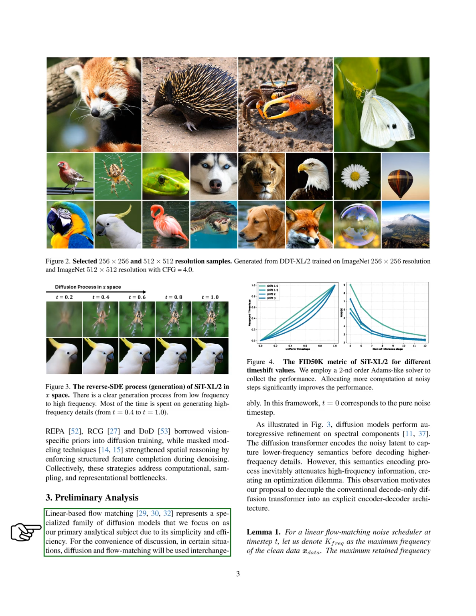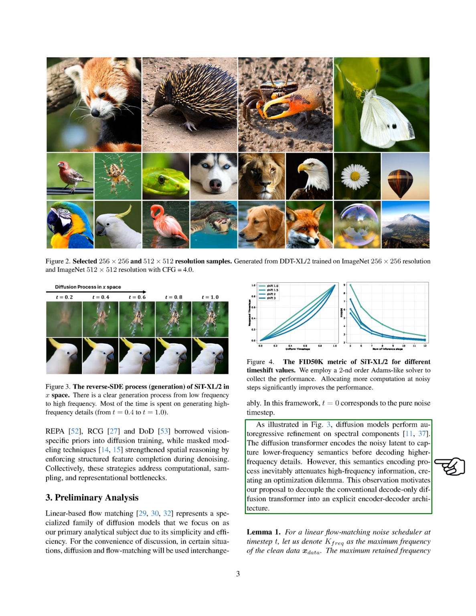For clarity, we sometimes use diffusion and matching interchangeably. In this framework, the initial time step corresponds to pure noise. As shown in our figures, diffusion models refine spectral components in an autoregressive manner. The diffusion transformer encodes noise to capture lower frequency semantics before decoding higher frequency details. However, this encoding process tends to weaken high frequency information, leading to an optimization challenge. This observation leads us to propose separating the traditional decode-only diffusion transformer into a clear encoder-decoder structure.